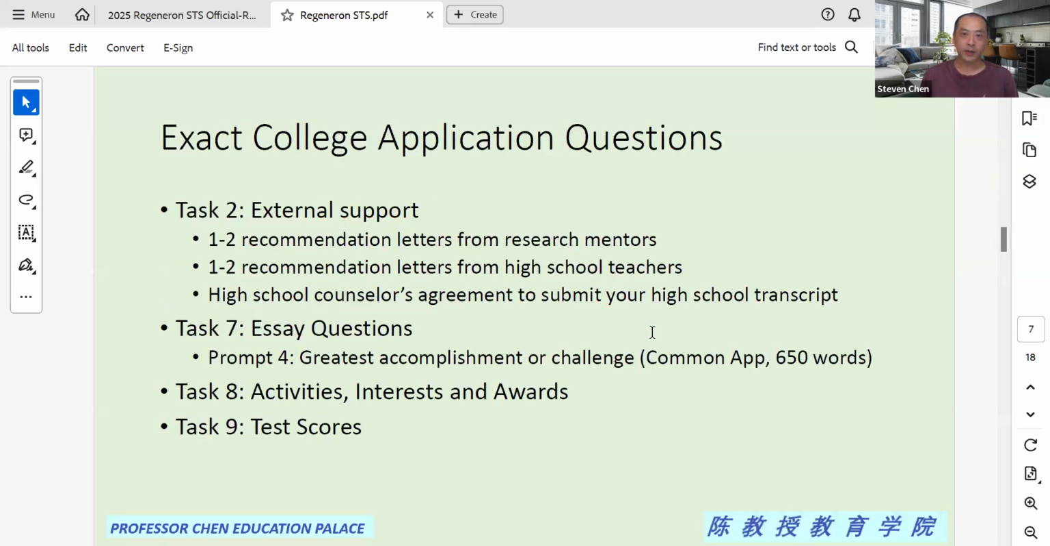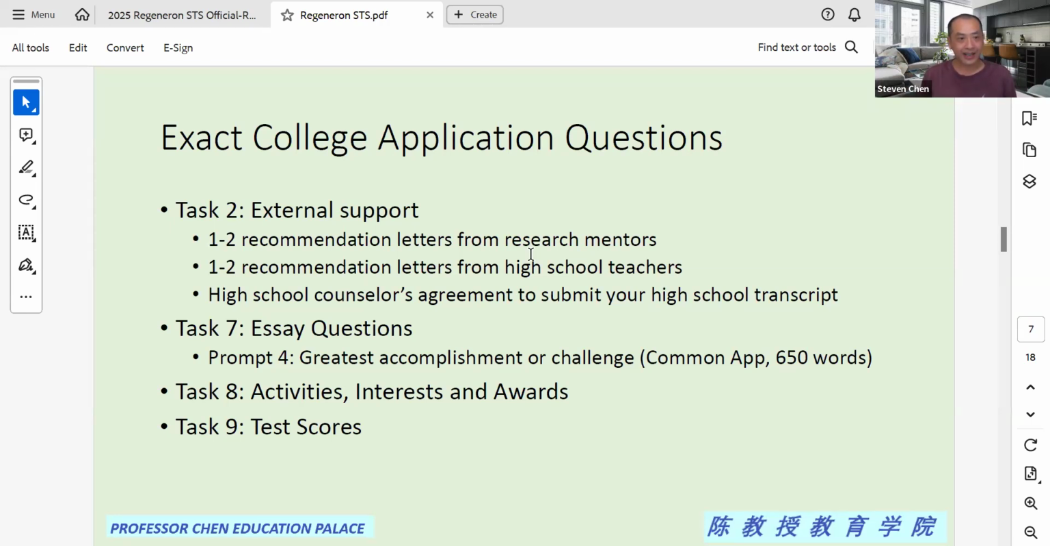First, why you should jointly prepare for both STS and your college applications. So this is the first basic fact. You pull up your Regeneron STS application form, you'll see that there are a bunch of questions that are exactly college application questions. Like task 2, for external support. So you will be required to submit some recommendation letters. So for instance, you need to submit letters from your high school teachers, from your research mentors, from your high school counselors. So those are pretty much the same requirements as applying to colleges, right?